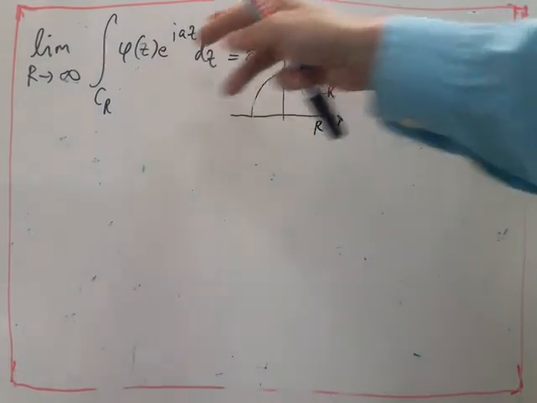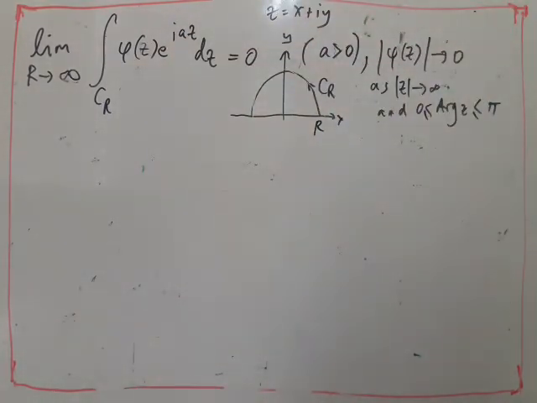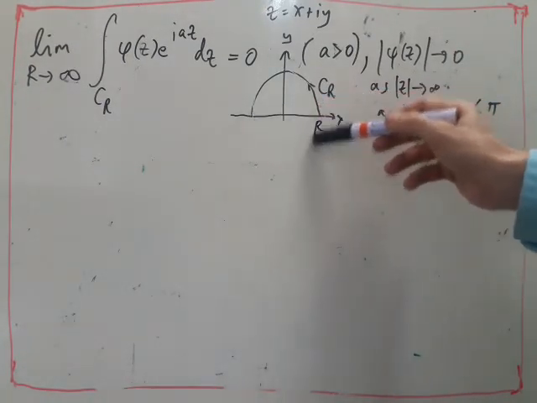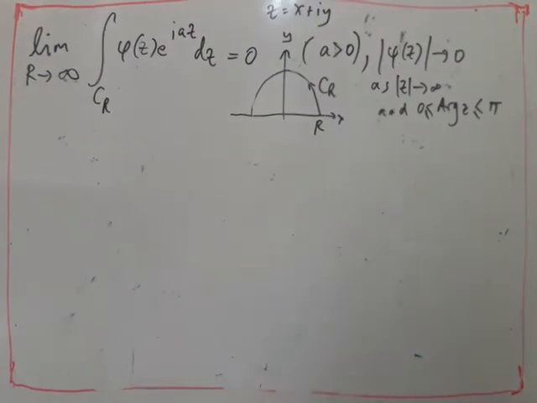First, we need that a is greater than 0. If a is less than 0, it's actually possible to get the same lemma, but we consider a contour going below the real axis, so that's not a problem.